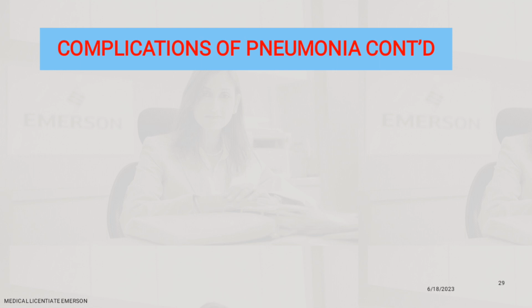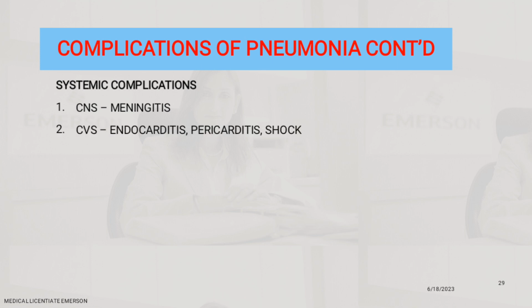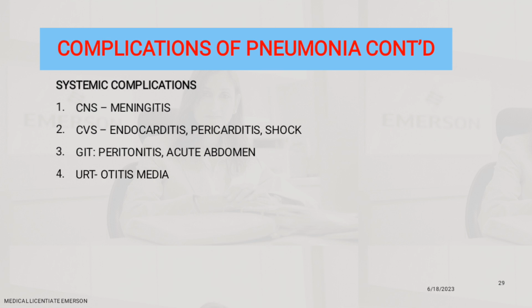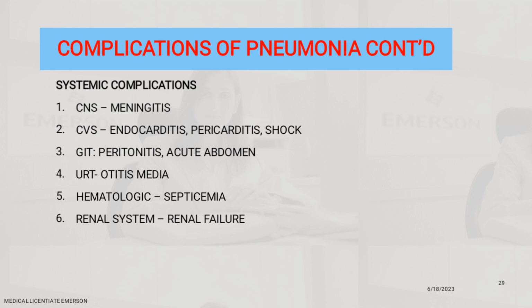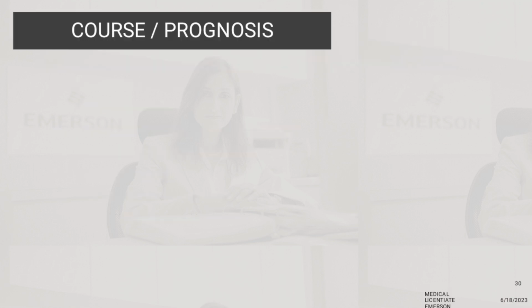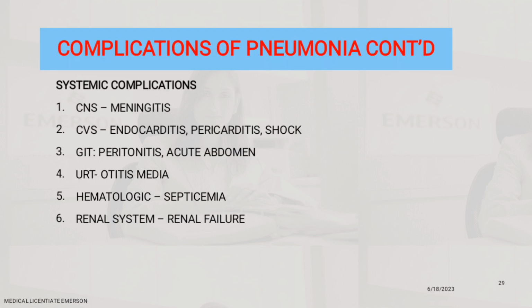Then complications of pneumonia. The other classification is systemic. So we have local and systemic complications. Then under systemic, we can have meningitis under CNS. Then under CVS, we can have endocarditis, pericarditis, as well as shock. Then under GIT, we can have peritonitis, we can have acute abdomen. Then under the upper respiratory tract system, we can have otitis media. Then under hematologic, you can have septicemia. Then under the renal system, we can have renal failure. So that's some of the things you have to know about the complications.